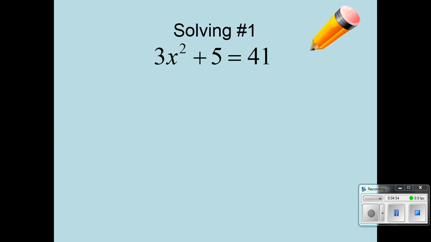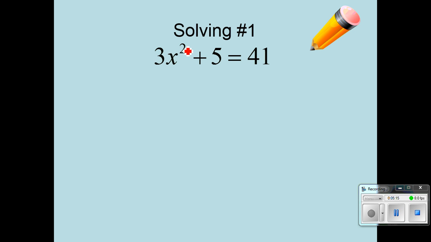And so here's the first example. Let's go ahead and write this down. 3x squared plus 5 equals 41. And we want to get x alone. And now our rules to solving, remember, they don't change. Whether I have an x to the first, an x to the second, or in chapter 5, you're going to see x to the third and x to the fourth.